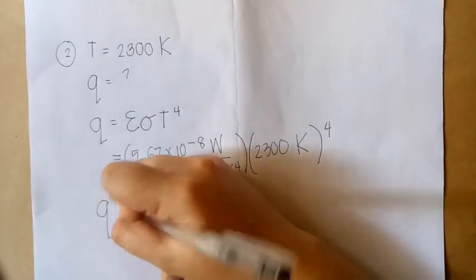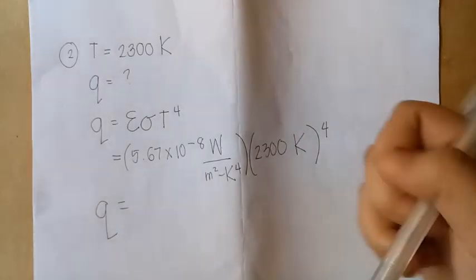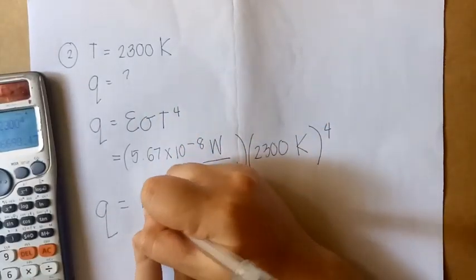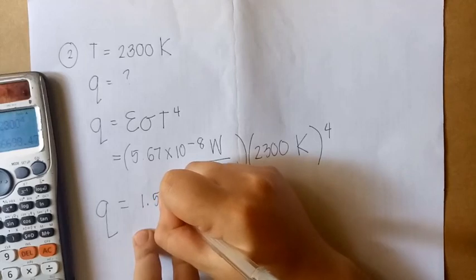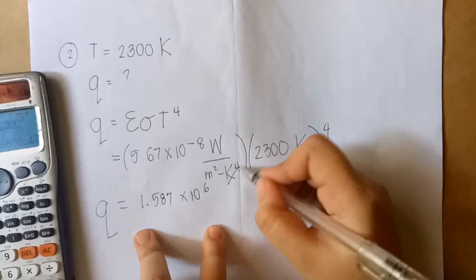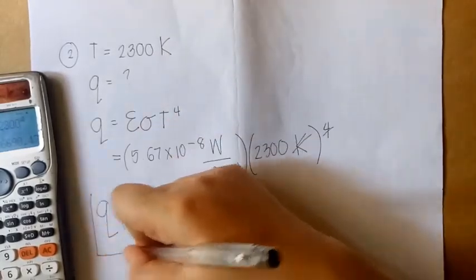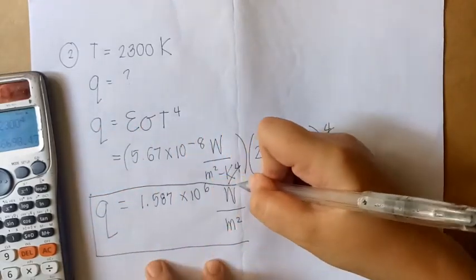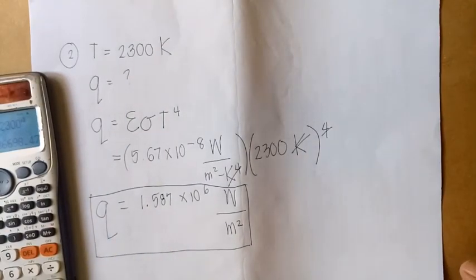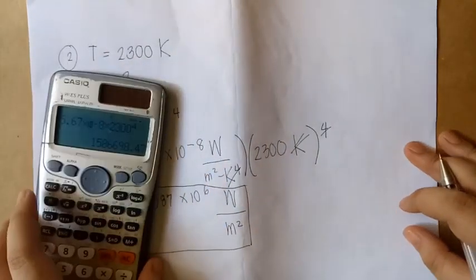Then, computing for heat flux, lumalabas ng sagot is 1,586,698.47 ito. Or 1.587 times 10 raised to 6. Ano unit niyan? Cancel natin ang Kelvin raised to 4, watts per square meter. So, ito na yung ating final answer. Kung gusto niyo yung exact yung sagot, okay lang. Walang problema. Okay?